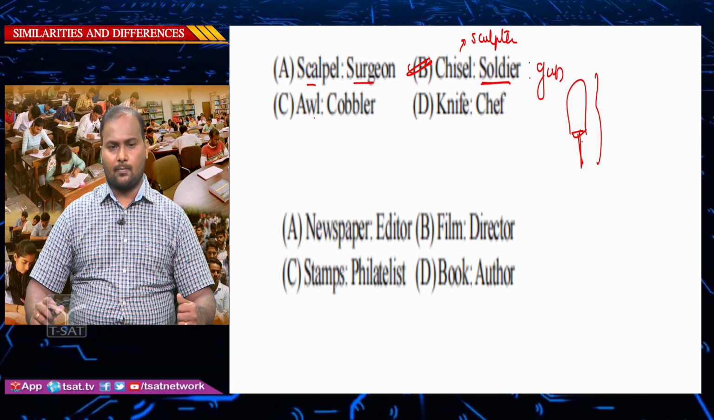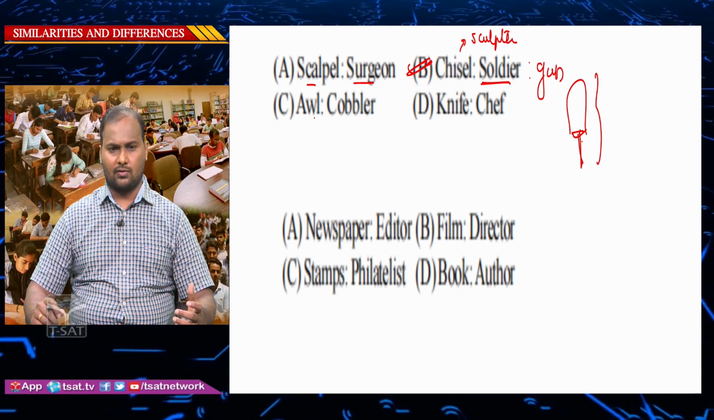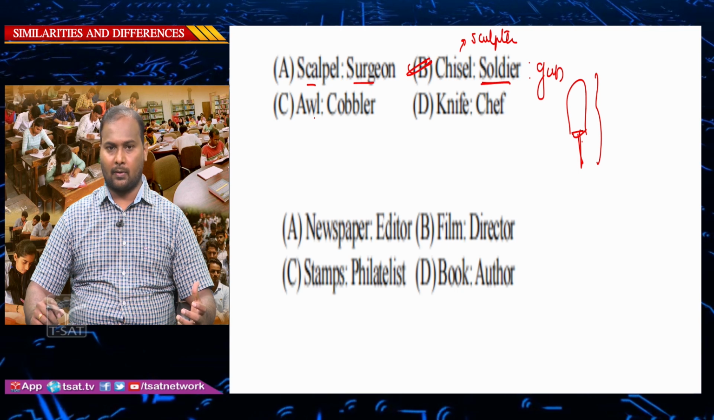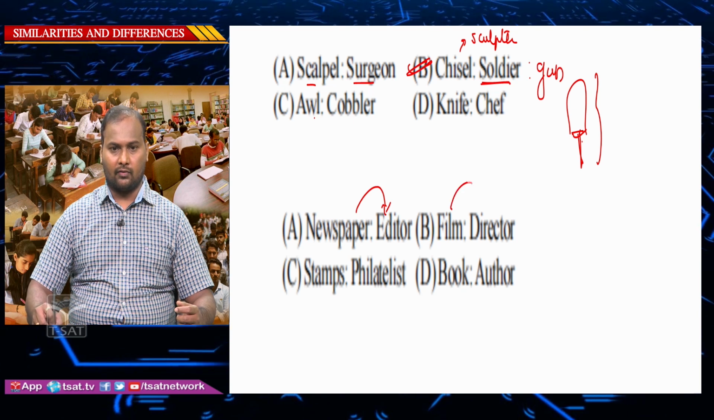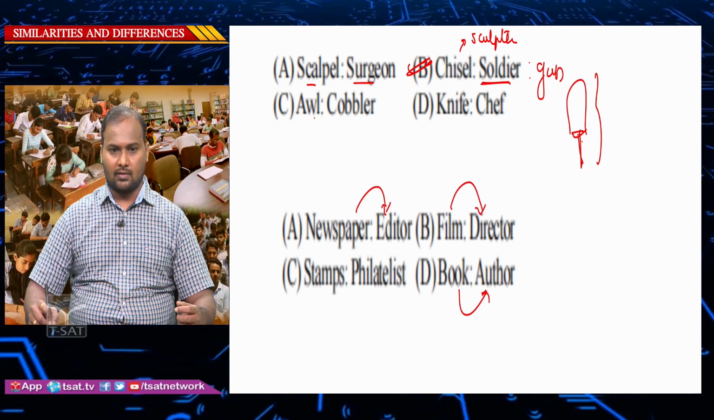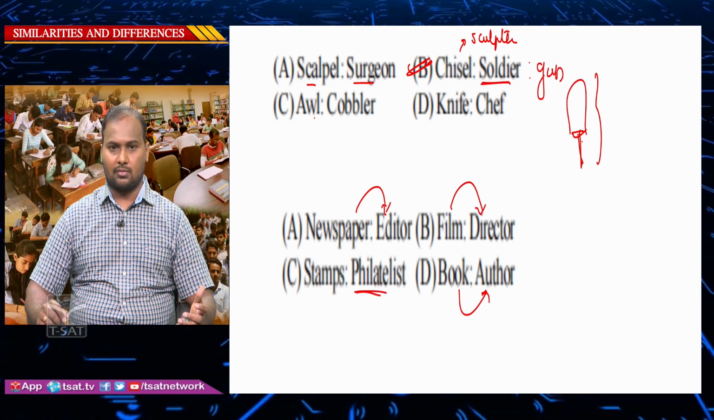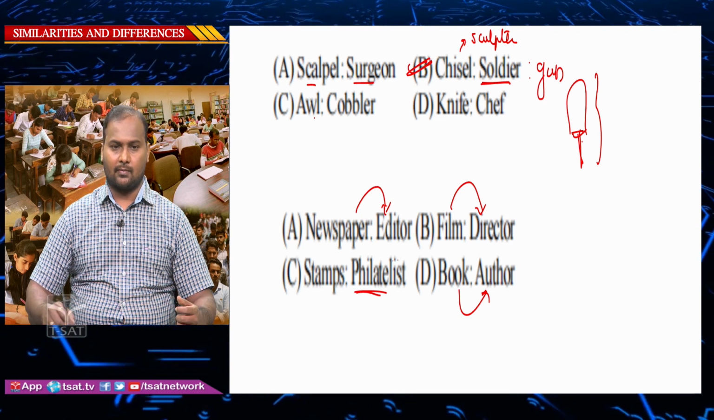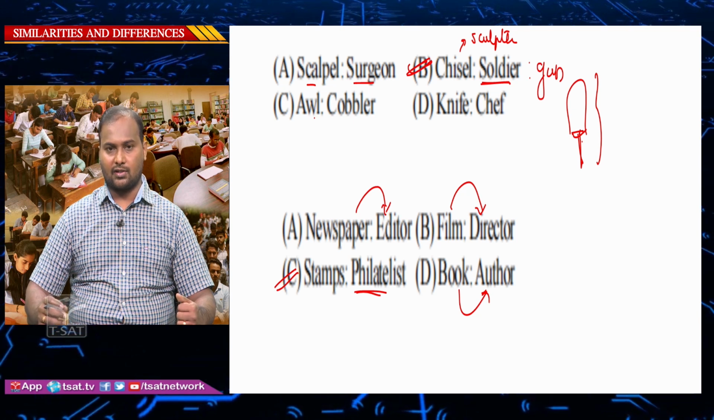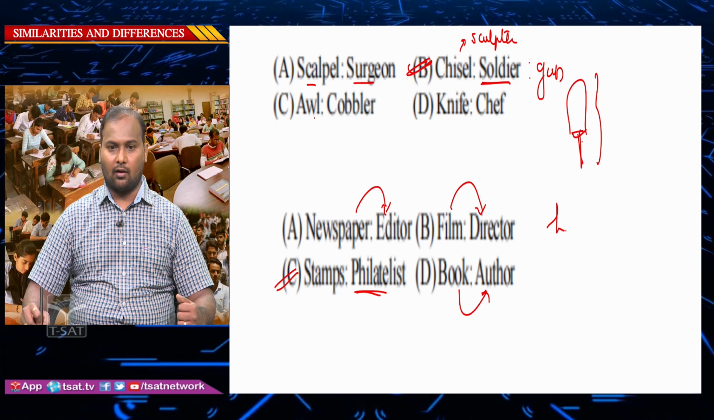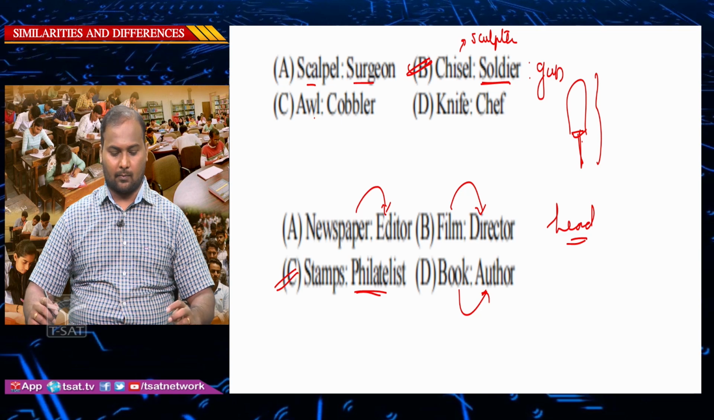Next one. See the next question. Newspaper, editor; film, director; stamps, philatelist; book, author. The moment you see this, what relation can you establish between a newspaper and editor? We know that the head of the newspaper is the editor, the head of the film is the director, the head of the book is the author. And what is a philatelist? A philatelist is a person who collects stamps. Collection of stamps, right? So that is the reason option C is not matching. And in the remaining three cases, what is the similar thing? The similar thing is the head of that particular profession.